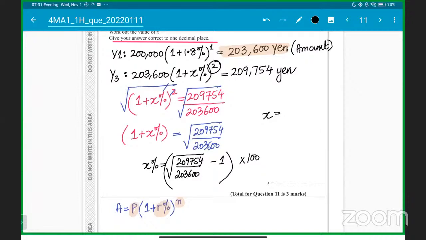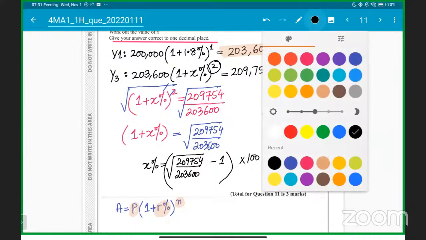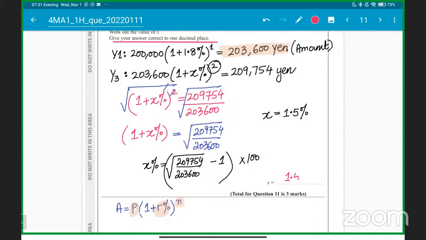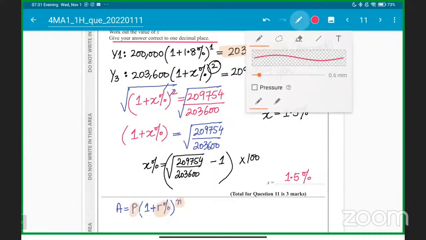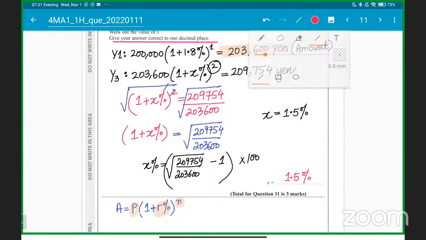So here we go. We got this. And whatever you got, just multiply by 100. So I'm getting 1.5% to 1 decimal place. Okay. So the answer is 1.5%. Yep.